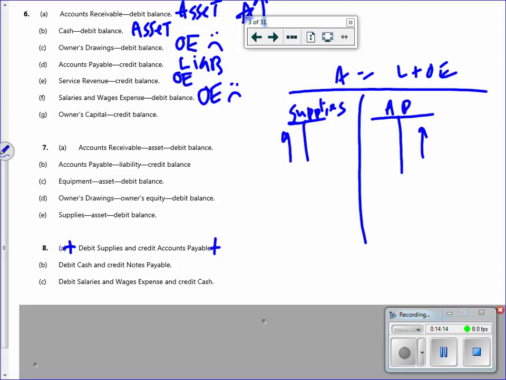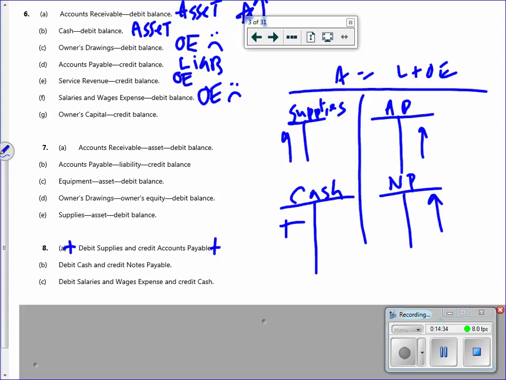The next one, I'm not even going to read it. Debit cash, credit notes payable. I would assume we got cash because we took out a notes payable loan. I see a debit, I see a credit. I got cash, but I also owe more now on my notes payable.